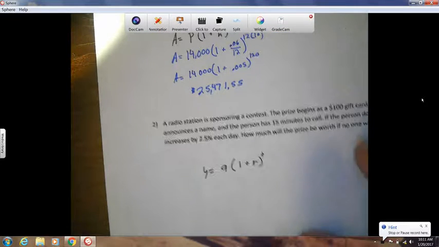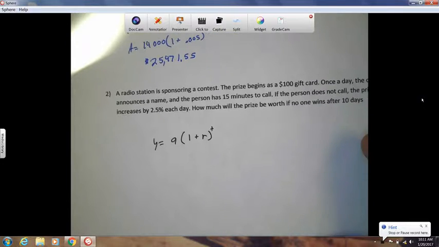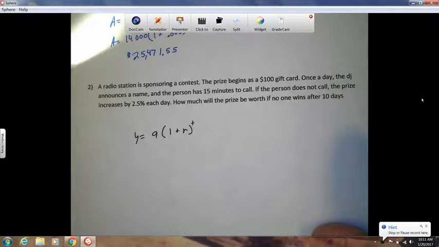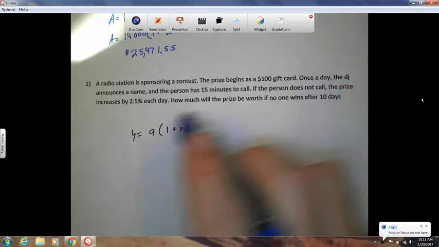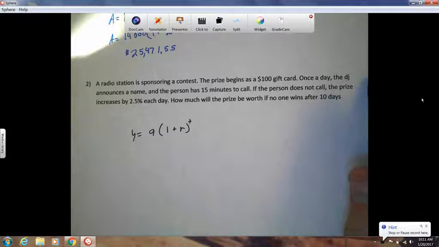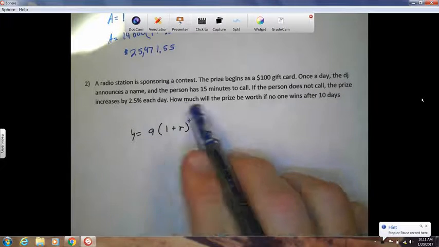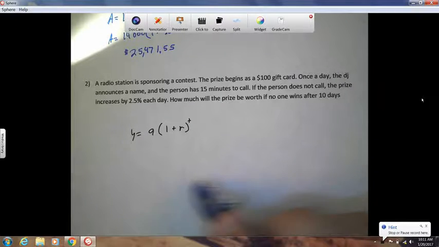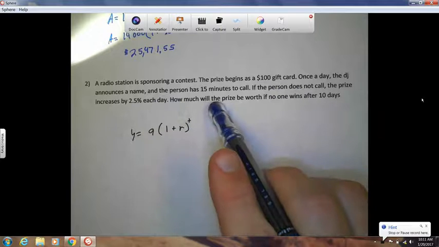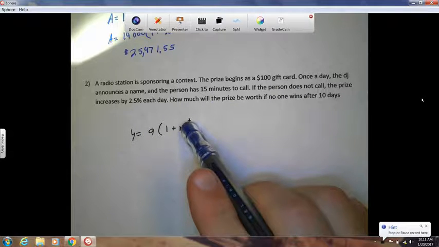Okay, next one. A radio station is sponsoring a contest, and the prize begins as a $100 gift card. Once a day, the DJ announces the name, and the person has 15 minutes to call. If it doesn't call, the price increases by this much. If no one wins, what's it worth after 10 days? Okay, so let's look at that. So I don't see anywhere where it says compounded. So I'm not using that one. And I know the price is increasing, so I use the one that's plus.